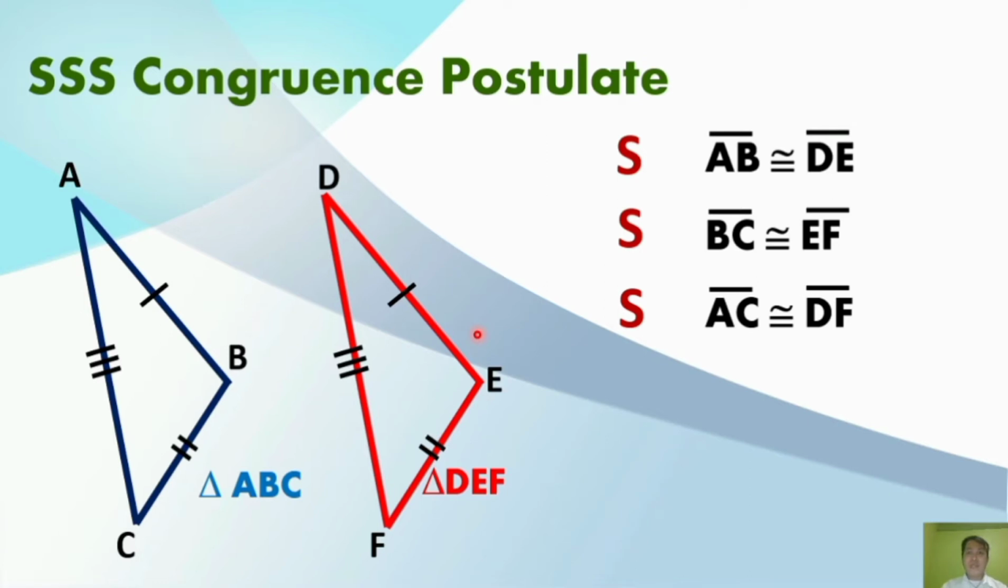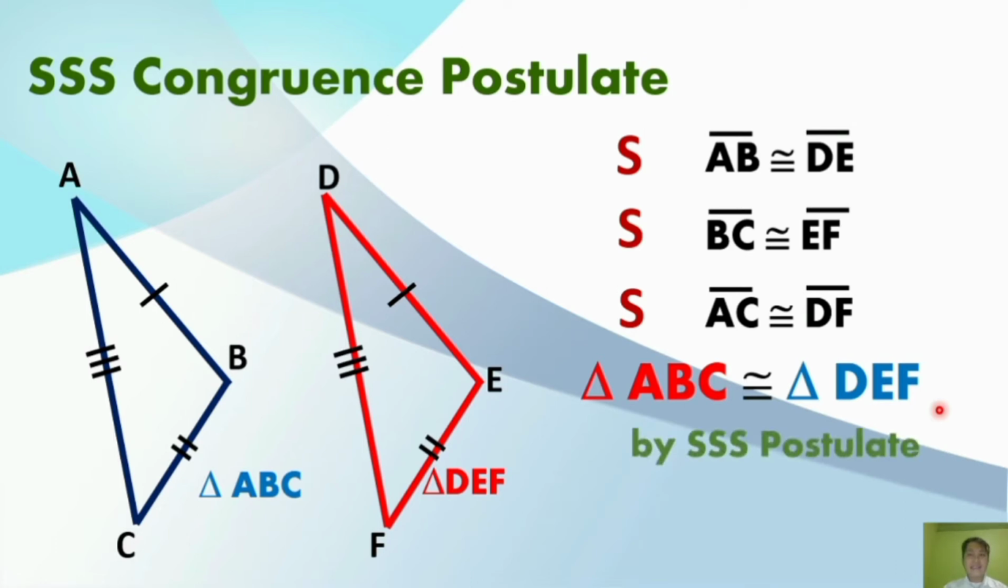And since we have proven that the three pairs of corresponding sides are congruent, we can therefore conclude that the two triangles, triangle ABC and triangle DEF, are congruent. So in conclusion, we can say the triangle ABC is congruent to triangle DEF. By what means we have proven that the two triangles are congruent? Yes, by SSS congruence postulate or by SSS postulate.